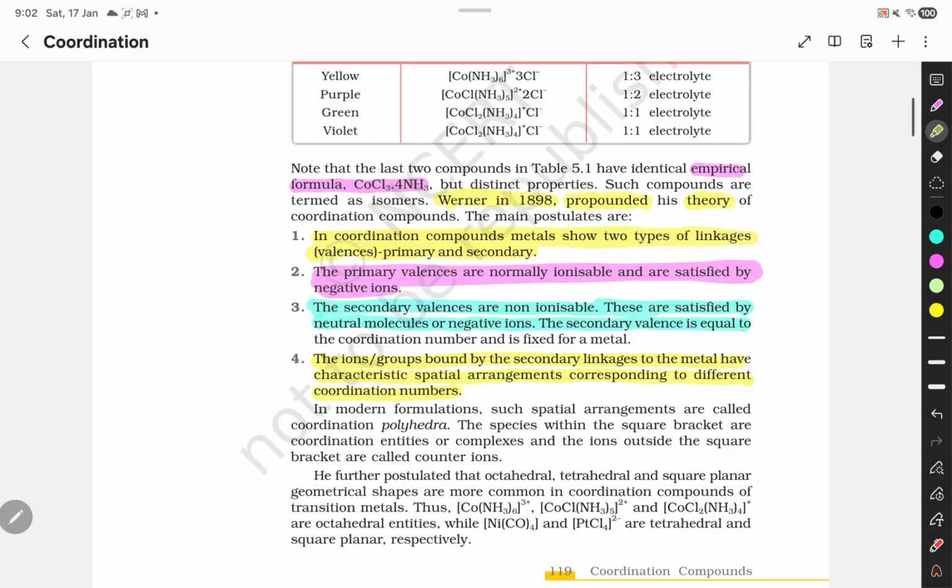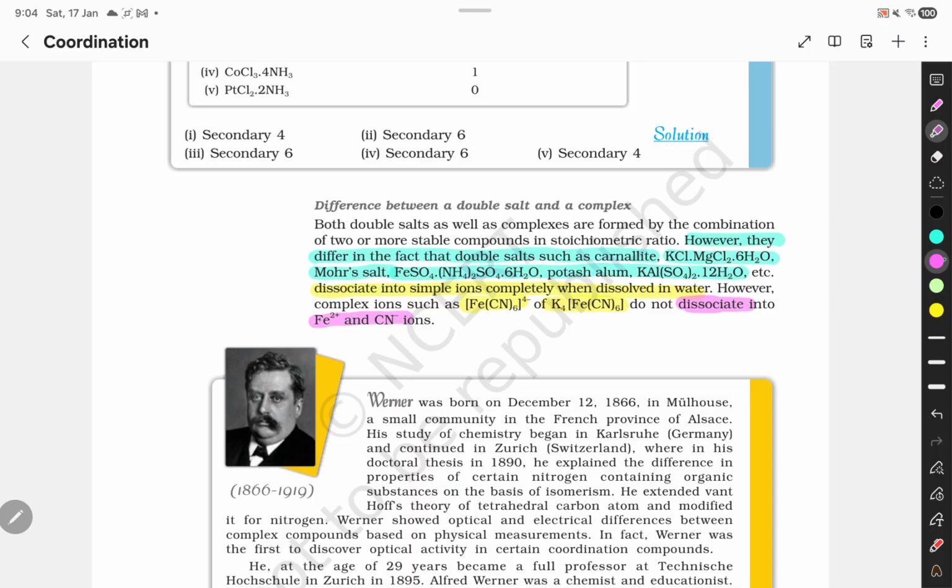So I'll be summarizing Werner's proposals. First one is that it shows two types of linkages, primary and secondary. Second one is that primary is ionizable and is satisfied by negative ions. The secondary is non-ionizable and is satisfied by neutral molecules or negative ions. Then the groups bounded by the secondary linkages to the metal have characteristic spatial arrangements corresponding to different coordination numbers.